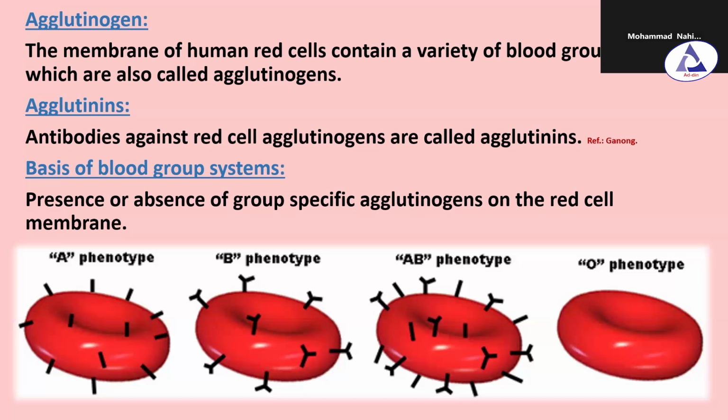And if both agglutinogen or antigen A and B are present on the red cell membrane, we call it AB blood group. And if neither A antigen nor B antigen is present, that means they are absent on the red cell membrane, we call it blood group O. Here O stands for 0. In American English, they call the 0 as O. So O is not a letter here, it means 0. If there is no antigen present on the red cell membrane, we call it blood group O.